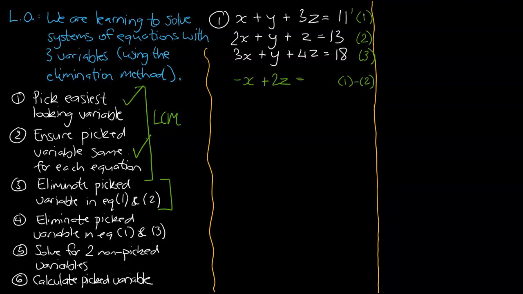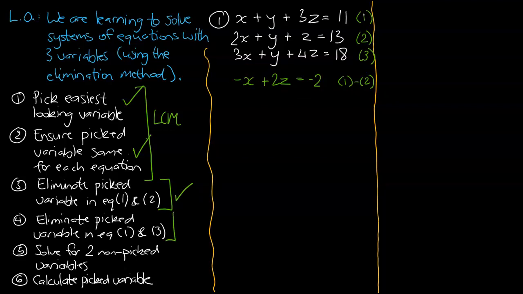And equals, finally, we're going to deal with the numbers at the end. We've got 11 minus 13. That's going to get me to negative 2. And this equation here, big fan of this. I've eliminated the y, which is the picked variable. So I've now done that 3rd stage here.